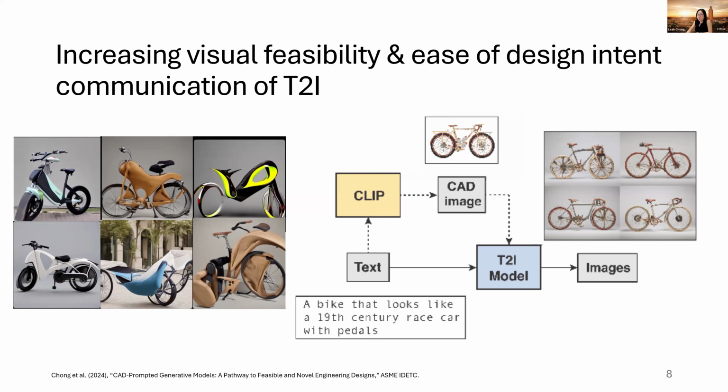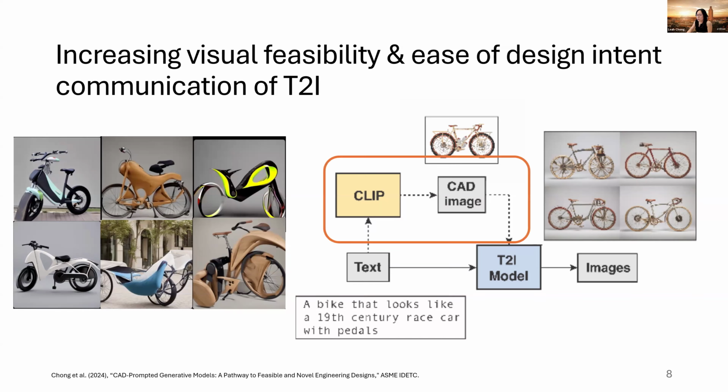We kept the original text-to-image model, which is the bottom line of the process. And then we added the component at the top, which is basically, along with the text prompt, we're also feeding in a CAD image that is semantically similar to the text prompt, and then generating images that are hopefully more visually feasible. And this is done by this CAD image giving the text-to-image model information about the characteristics of a feasible design, and then it'll take into consideration those aspects along with the text prompts.